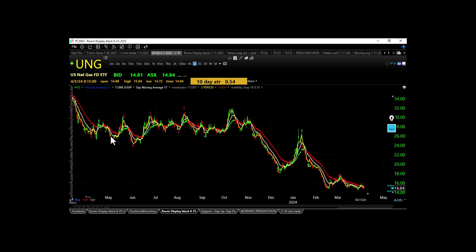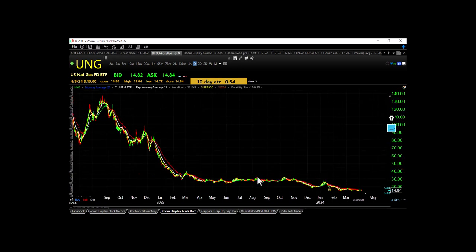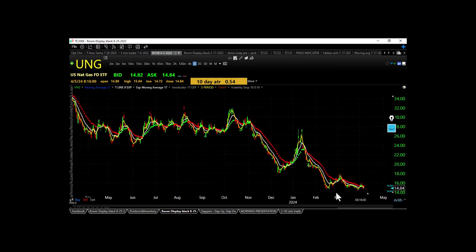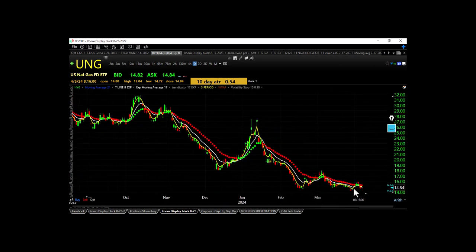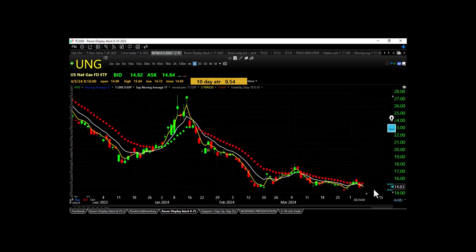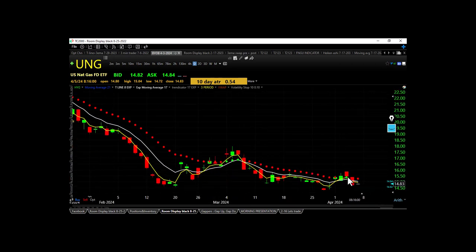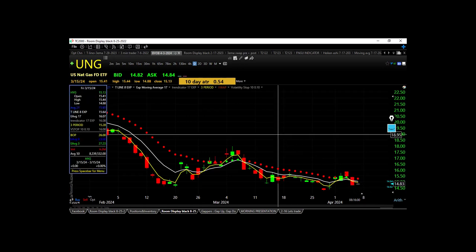We may get another hockey stick. See this one right here, move down, and then hockey stick bear flag that lasted probably 9 months. And we could get the same thing again that lasts for 9 months. We'll see what happens. So there's UNG, but according to economists, everything's going well. So I don't know how long that will last. So there's UNG right there in a bear flag, in a downtrend. Lower high, lower low, closing below the bearish cross, below the 17 EMA.